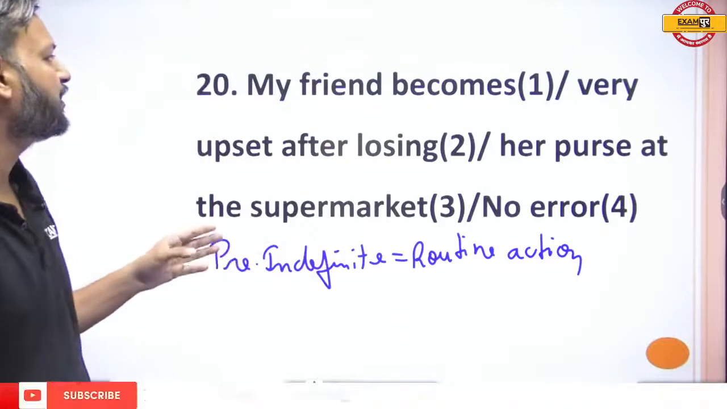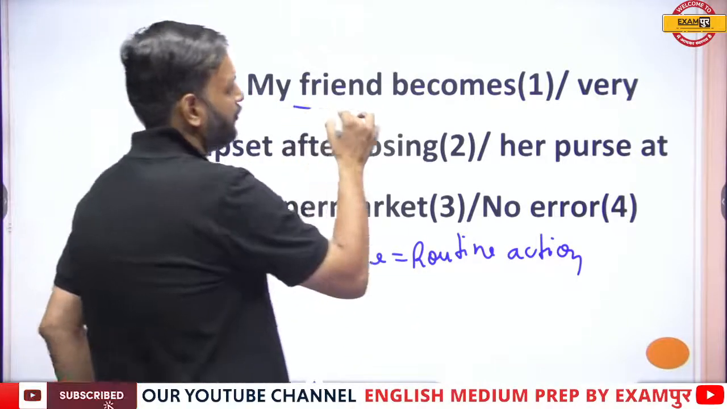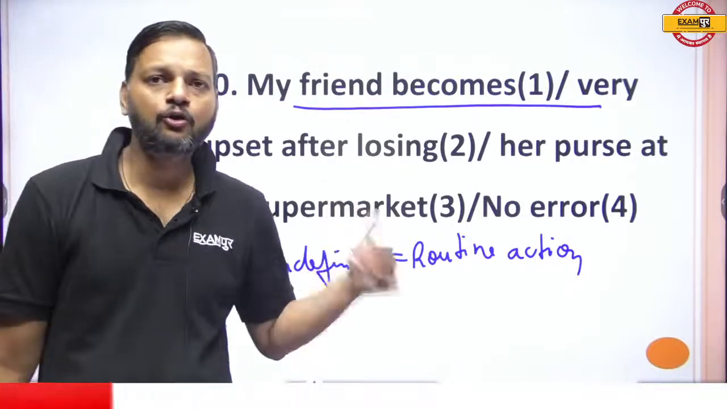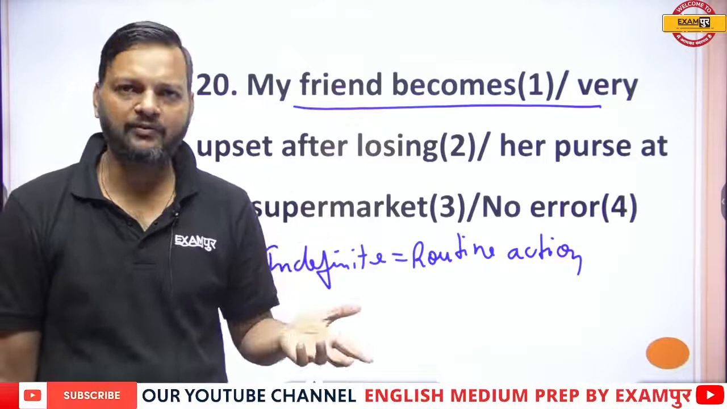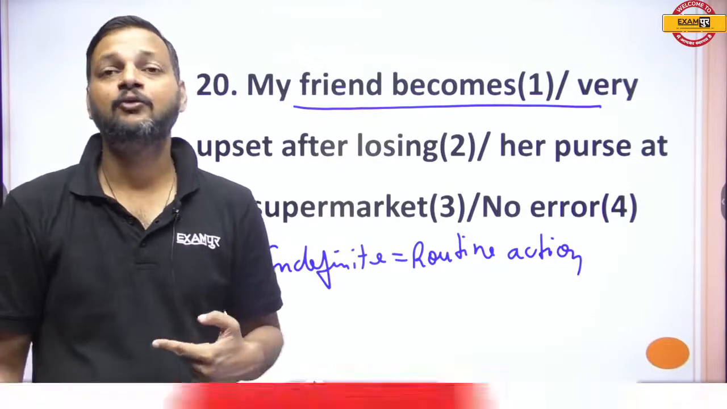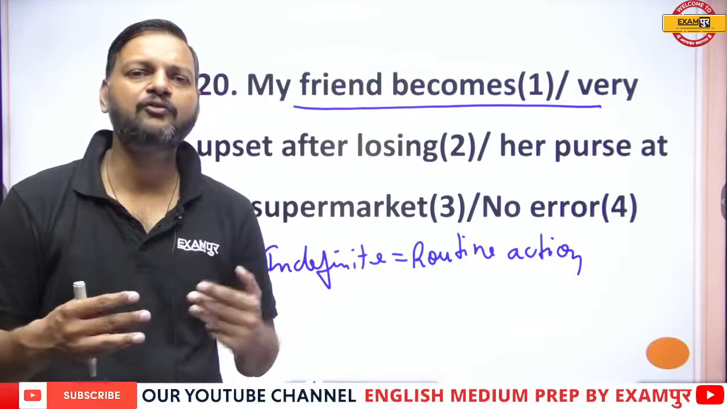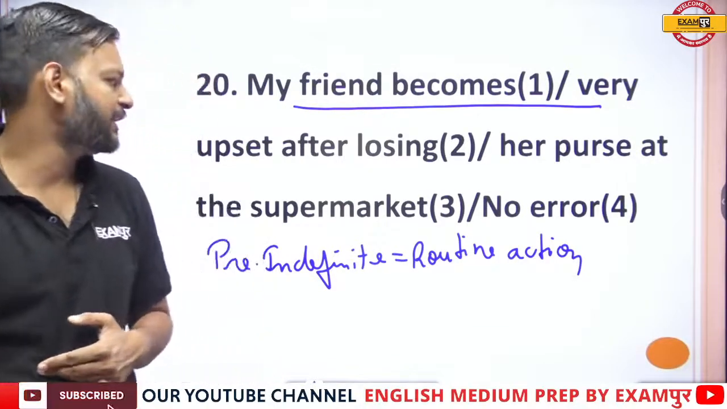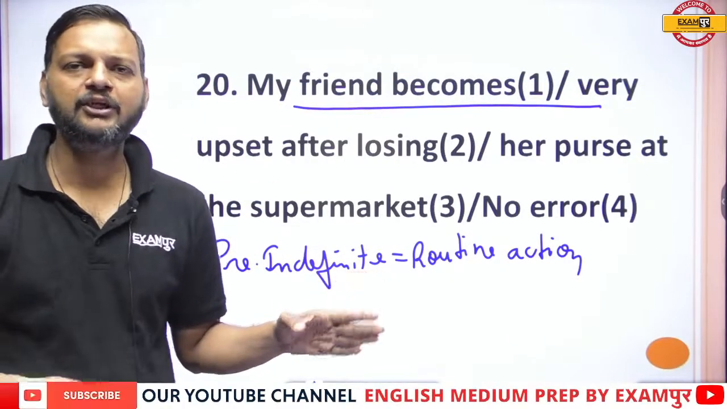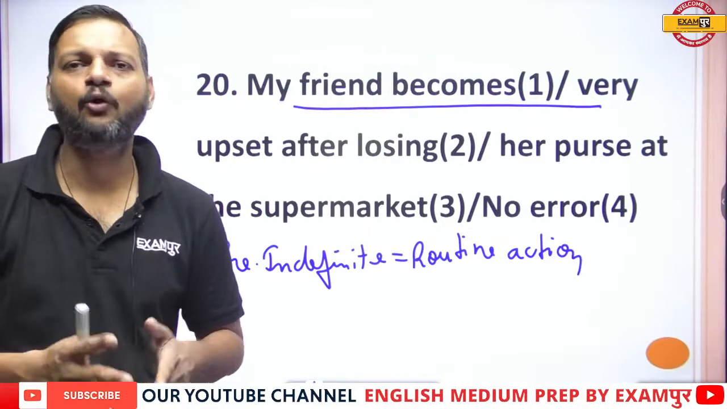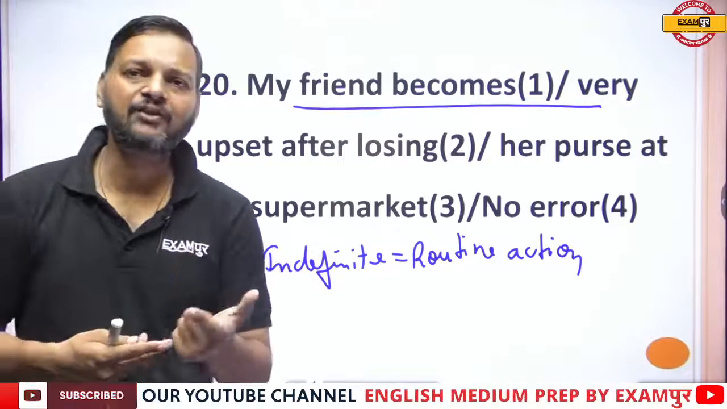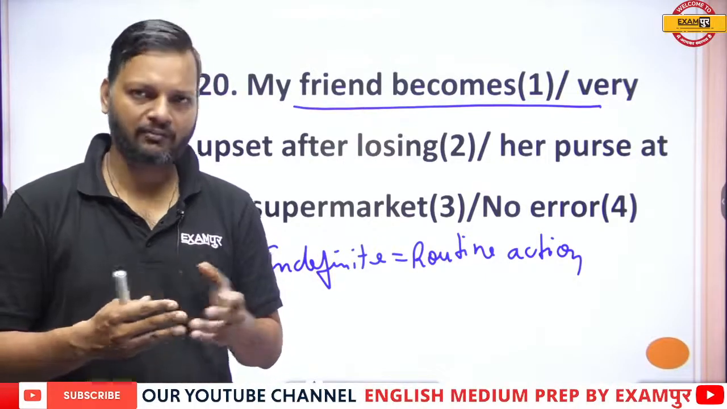But here the sentence is: my friend becomes very upset. So this is present indefinite tense. It means it's a routine that my friend loses her purse and then becomes upset. So this cannot be a routine. How is it possible that every time my friend goes to the supermarket, she loses her purse and then becomes upset? It cannot be a routine. This may happen once or twice or thrice, but it cannot be a routine.